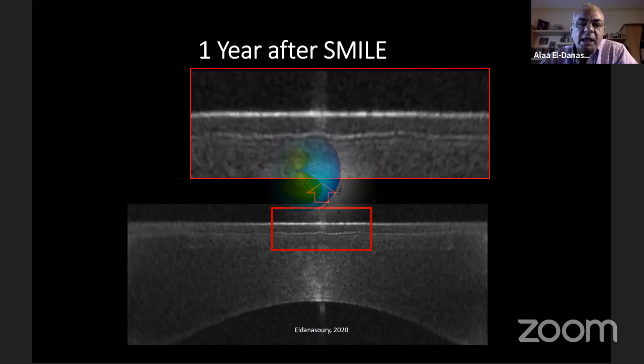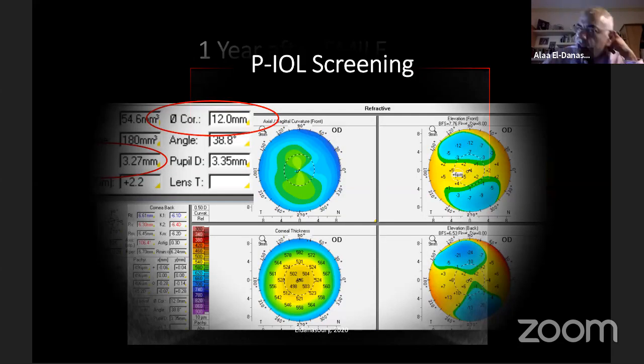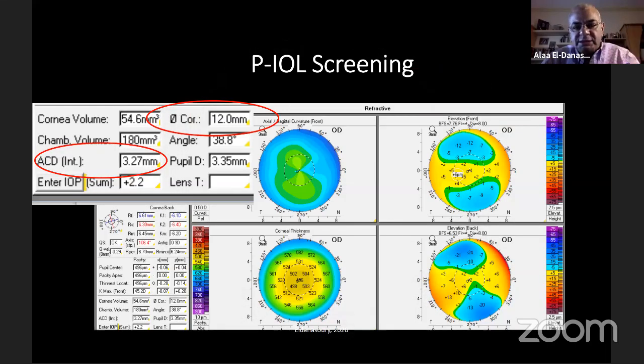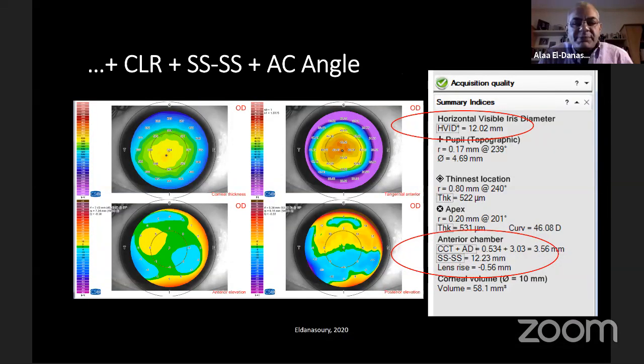Now, I'm not going to talk about the phakic intraocular lens, that was elegantly covered by Erik. You can get some information from the Scheimpflug, but with the OCT you have more information, like the crystalline lens rise, scleral spur to scleral spur, and anterior chamber angle, which are important for better sizing. Now let's move to the last section of this presentation, the corneal surgery.